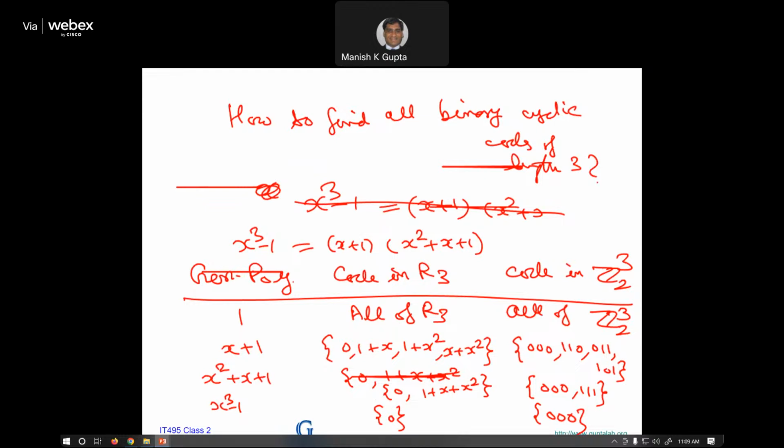I just look at the polynomial x cube minus 1 and factor it. You see that this is the factorization. You multiply this, modulo 2, and you will check that you get x cube minus 1. Everything is modulo 2 here.